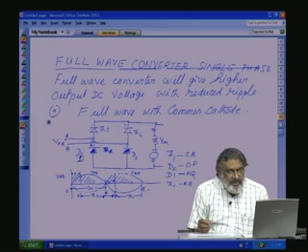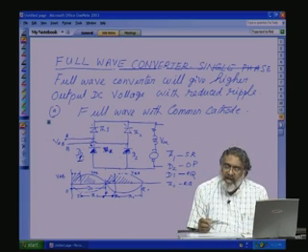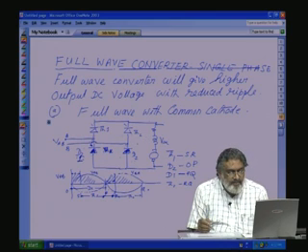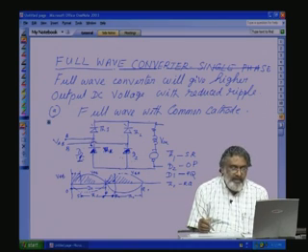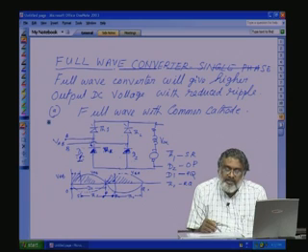What is the advantage? Assume TH1 and D2 are conducting, and the L by R ratio, that is the time constant, is very high. What will happen? Current will not decay, it will decay very slowly. The moment VAB goes negative, that is A goes negative with respect to B, the current will freewheel through TH1 and D1.